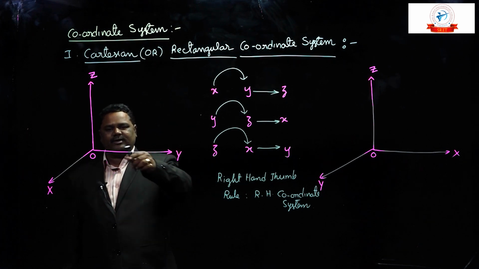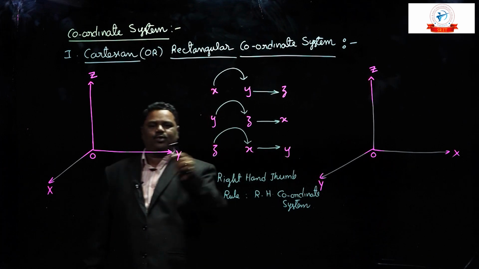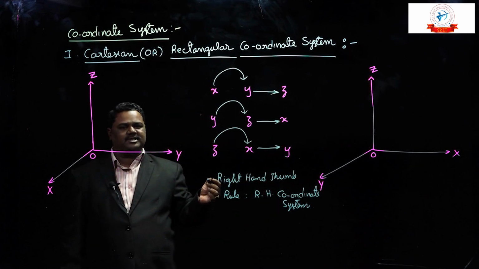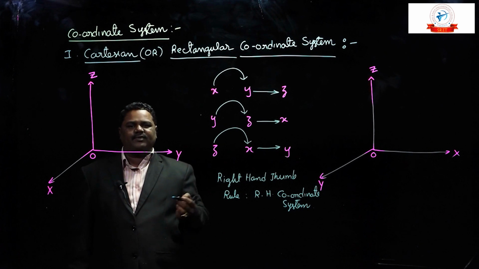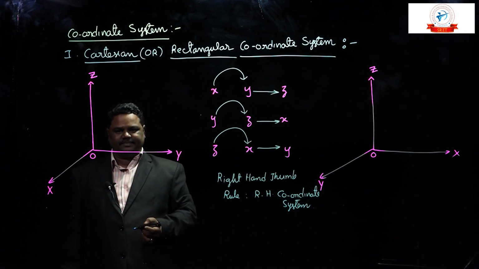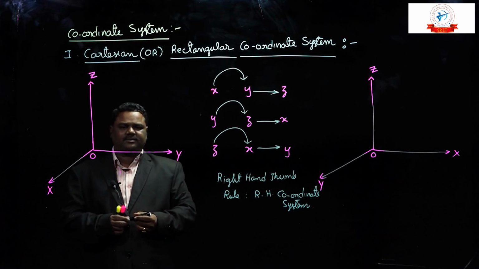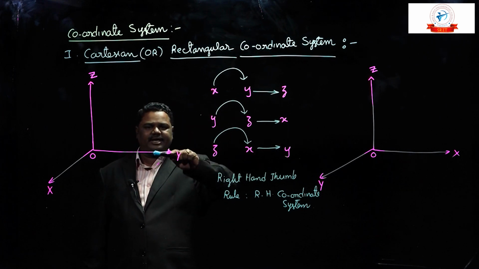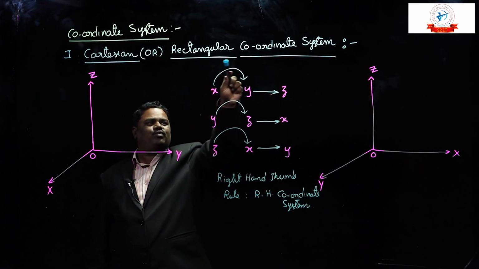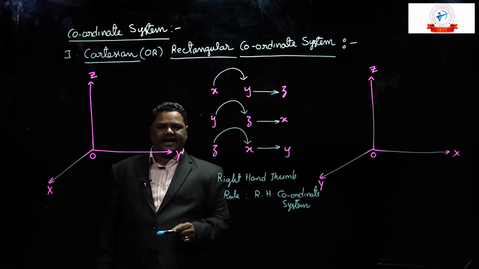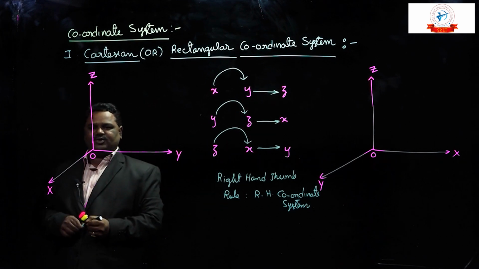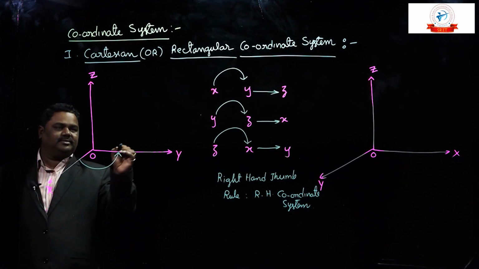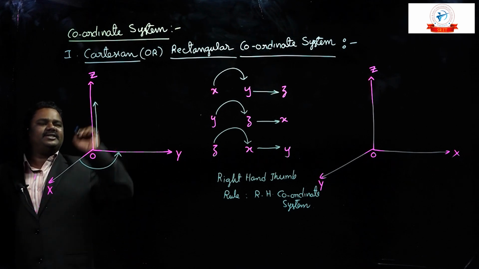Here I have shown you two diagrams, two coordinate systems or coordinate axes. So let us verify which comes under right-handed coordinate system and which comes under left-handed coordinate system. So here I am going to apply this first rule for these two diagrams. So this shows that x to y rotation indicates z direction. X to y rotation should indicate z direction.